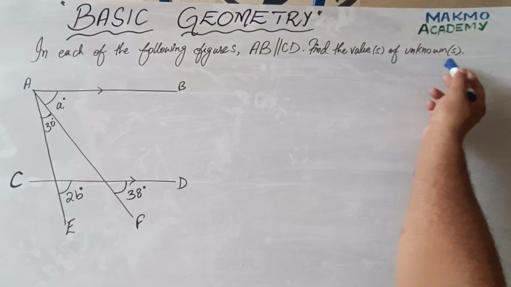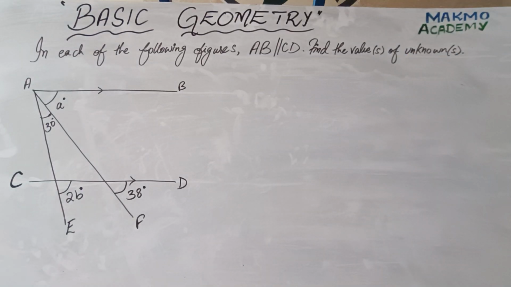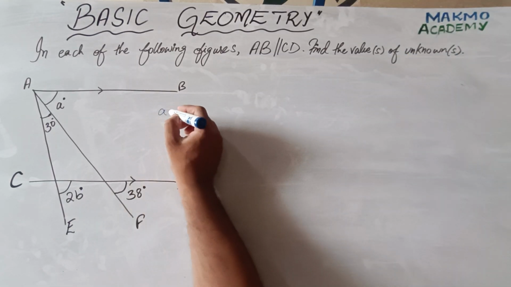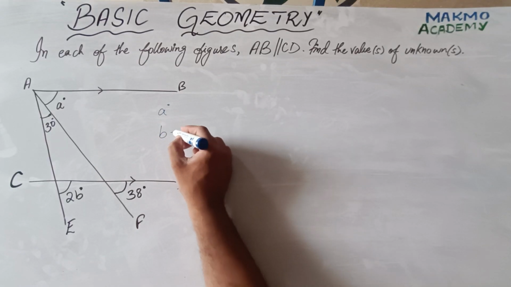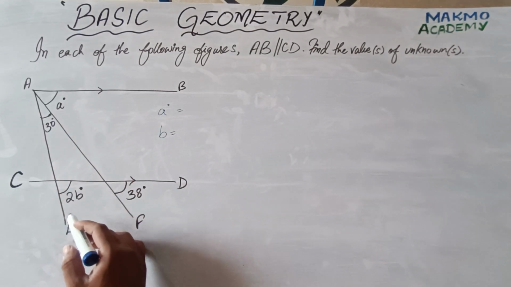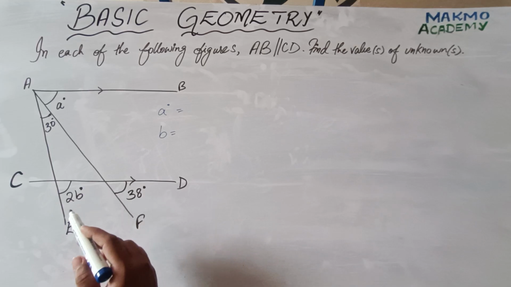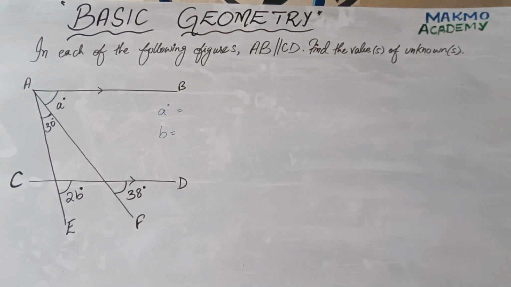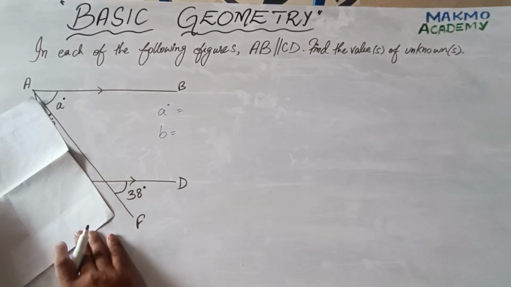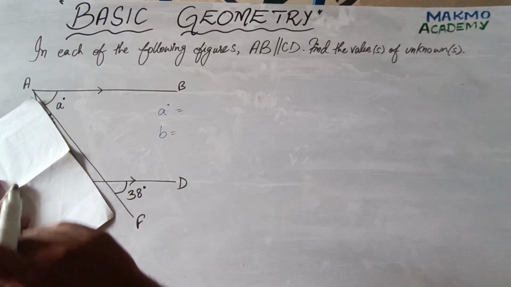Find the values of unknowns. How many unknowns are there? There are two unknowns, A and B, which we need to find out. Let's start with A. How do we find the value of A? We have to look at the figure from this perspective. Let's hide the rest of the figure.